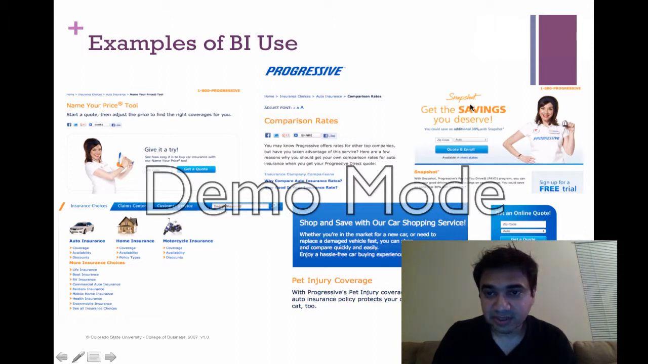Then if you look at the Snapshot program, Get the Savings You Deserve, this is more popularly known as the pay as you drive program. This is where you can turn your good driving habits into savings on car insurance. Up to 30% in savings can result from this program.